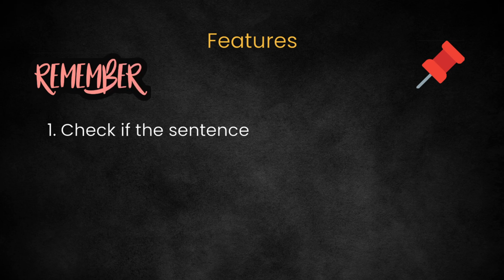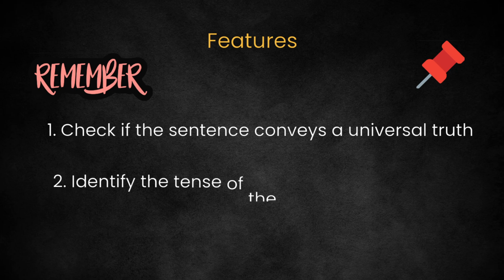1. Check if the sentence conveys a universal truth, as universal truths remain unchanged when reported. 2. Identify the tense of the reporting verb. Determine whether the reporting verb is in the past, present, or future tense, as this influences how the sentence is transformed. Understanding these aspects will help you make accurate conversions.